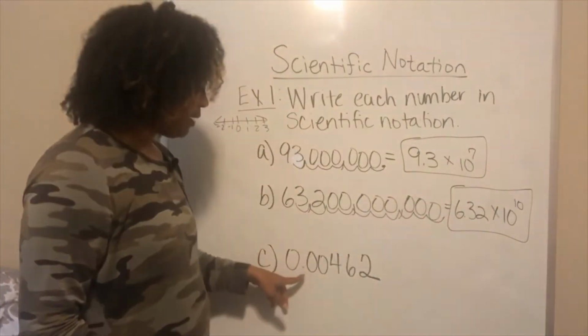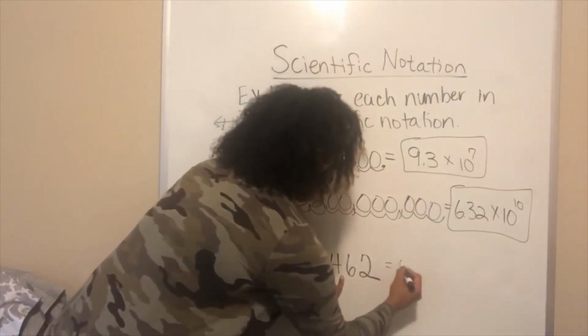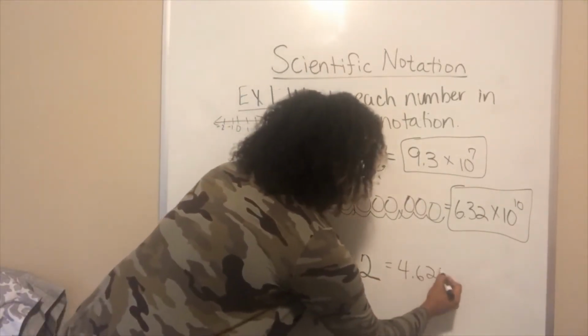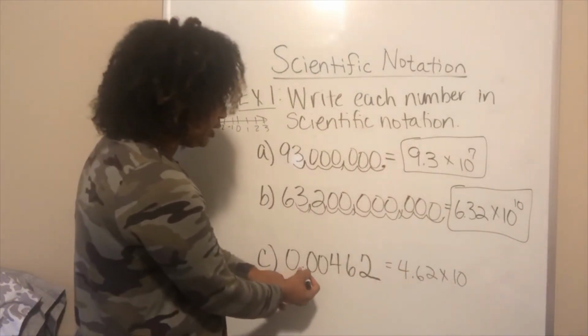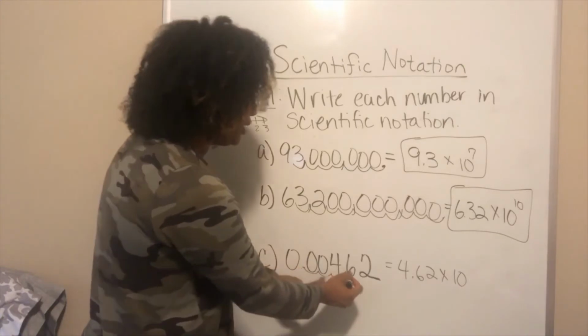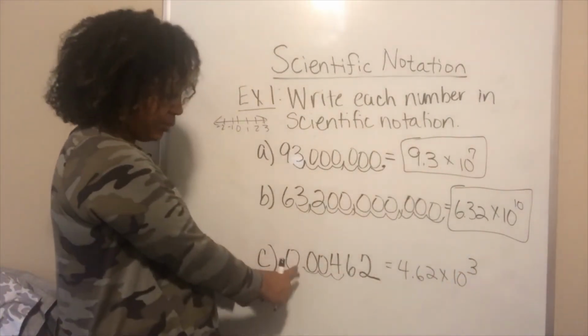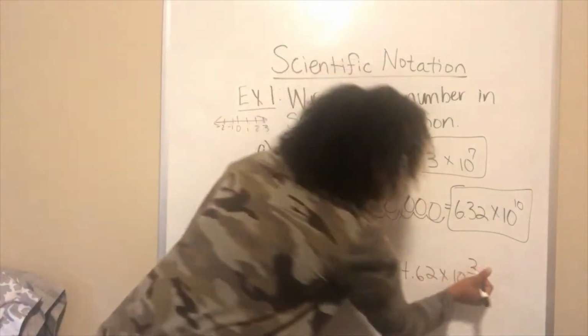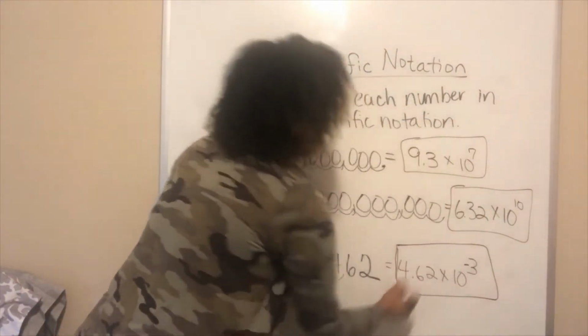All right, for this one, my first non-zero number is 4. So if I write the decimal after the 4, this is going to be 4.62. How many times do I need to move my decimal to get there? I need to move it 1, 2, 3 times. But this time, this number is smaller. You see, this number is less than 1. So that means my exponent is going to be negative. So this is 4.62 times 10 to the negative 3.